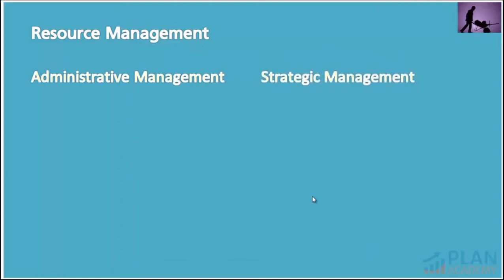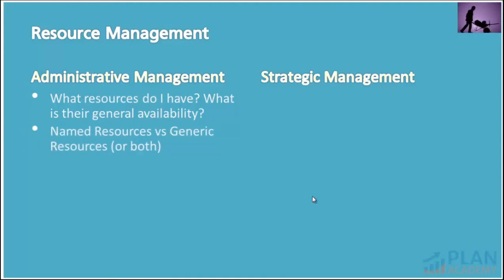I like to break resource management down into two types of activities: administrative management and strategic management. Administrative management includes some of these activities, like answering the question, what resources do I have in my company's resource pool? What is their general availability? As well as, how are resources set up? Are they set up as named resources, like Jim Smith, or are they set up as generic resources, like plumber or welder? Or perhaps are they a mix of both?